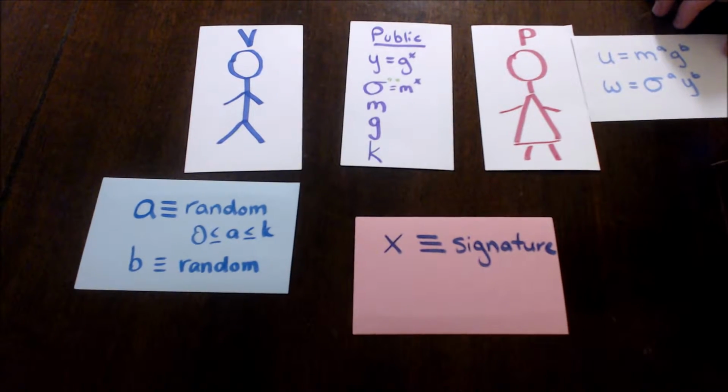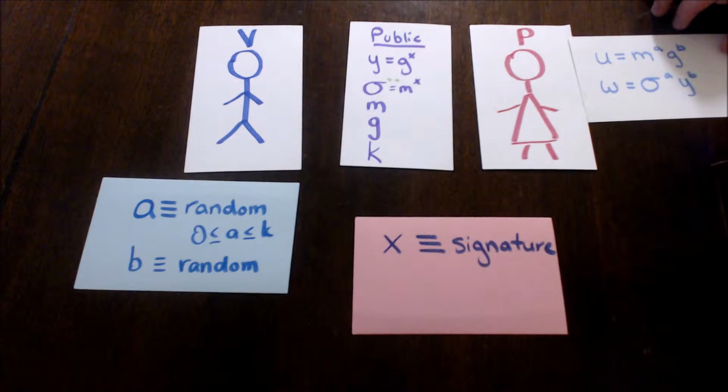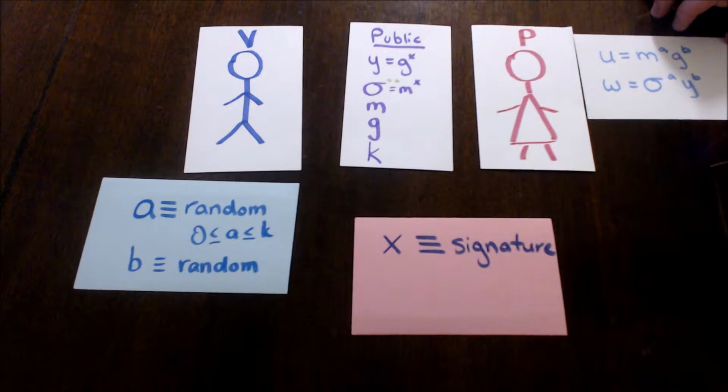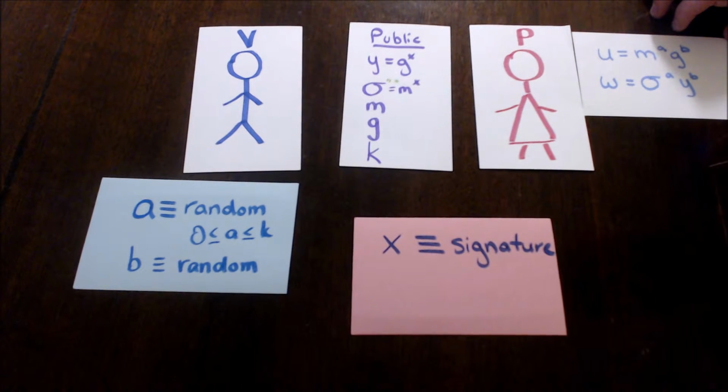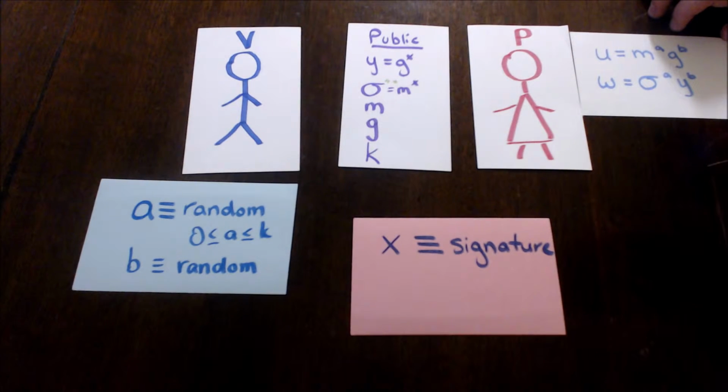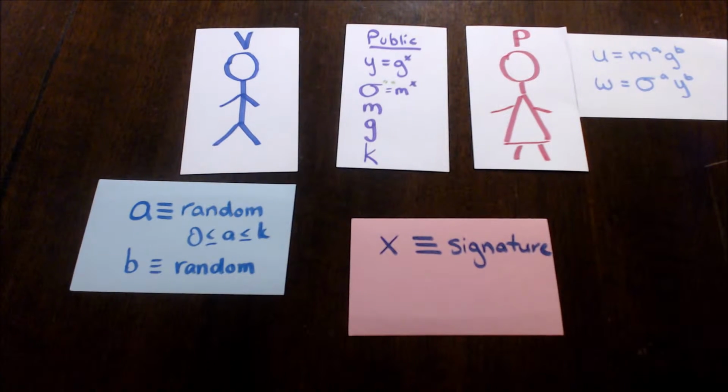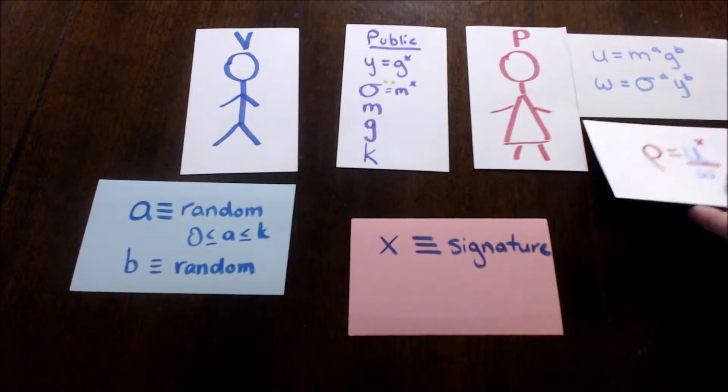Patty does not know a and b, but she does know u and w, so she needs a way to figure out what a is. If she can figure out what a is and send it back to Victor, then she can prove that she did not sign this message. We're going to first assume that everyone is going to be honest.